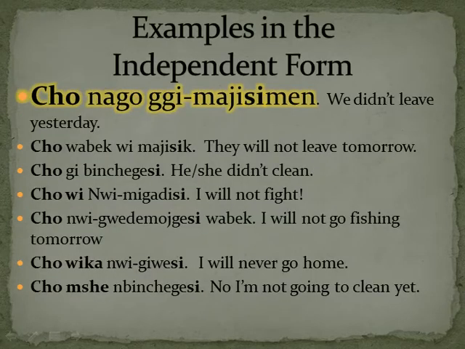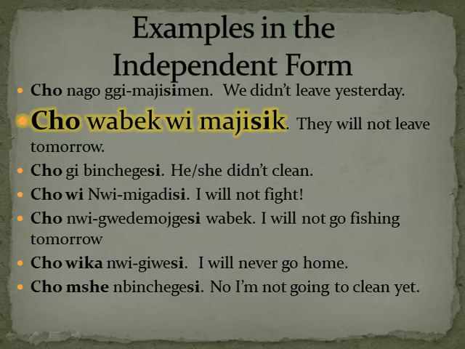Now for some examples in the independent form. Chonago gagimaji siman. We didn't leave yesterday. If you notice, you have a cho at the front and a C that's attached to the verb. Now when you have it in the first and second person, it's just right there at the end, and the third person. But when you get to the we form and the they form, it's inside of the final part that's added to tell you who's doing it. So the G and the men tell you it's we, and it's inside the M. And the next one, which is a they one, the K means they, it's inside of that, and so it's seek. Chowabukwi maji seek. They aren't leaving tomorrow.